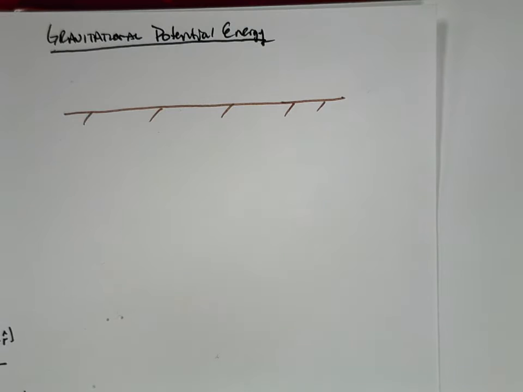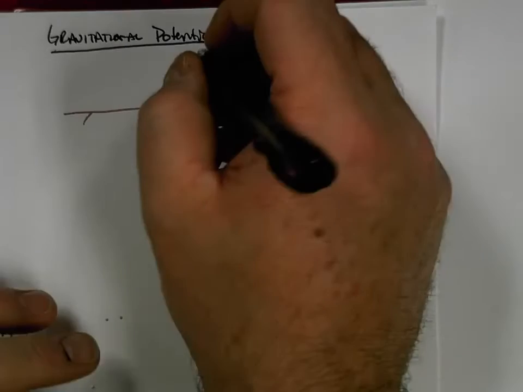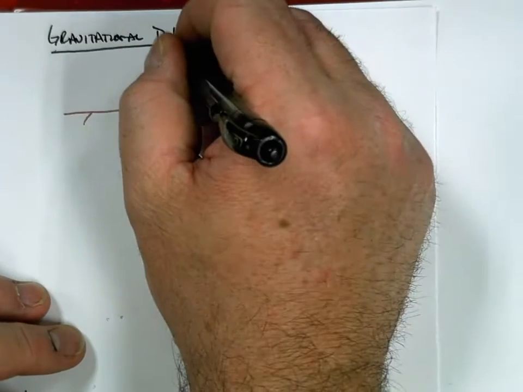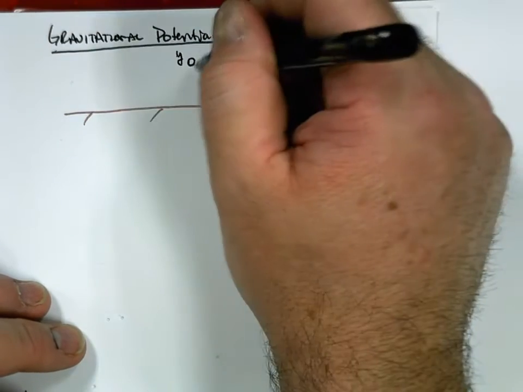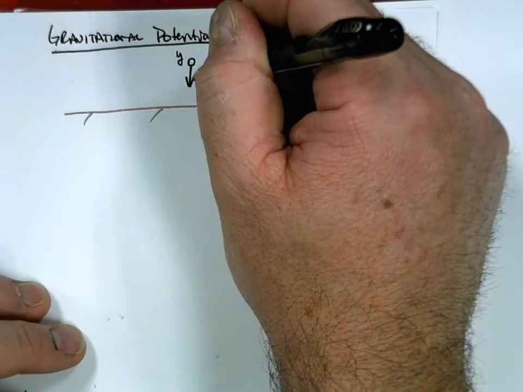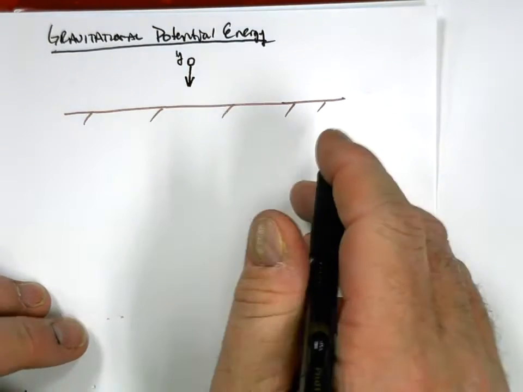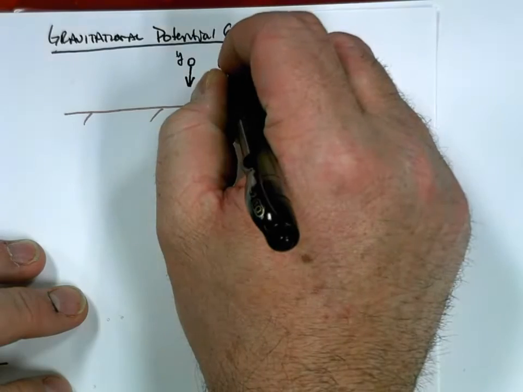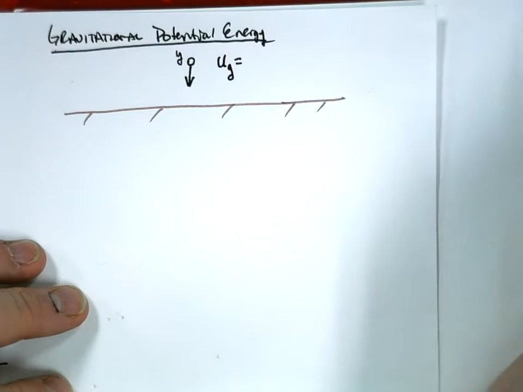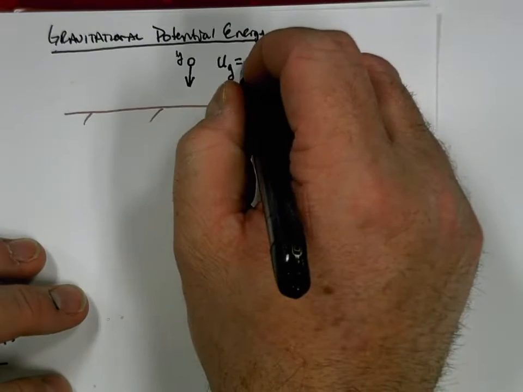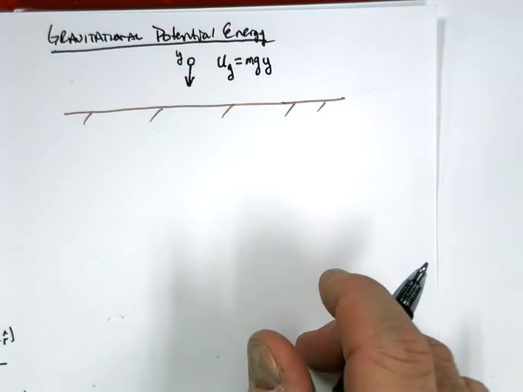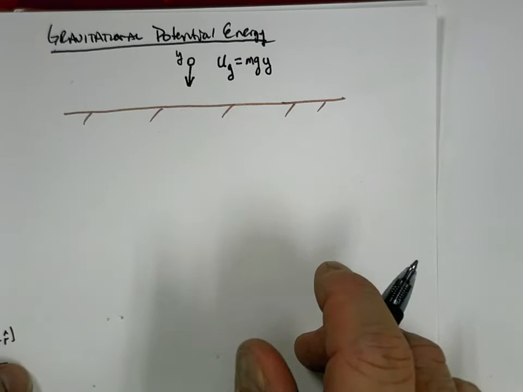Okay, and we have an object, and the way we've defined our potential energy so far is that if we have an object that's suspended over the surface of the planet by height y, and it's got a force acting in that direction, we have a potential energy due to gravity. The gravitational potential energy on this object is going to be the force of gravity, the mg, times the y, which is the height that it's suspended above the ground.